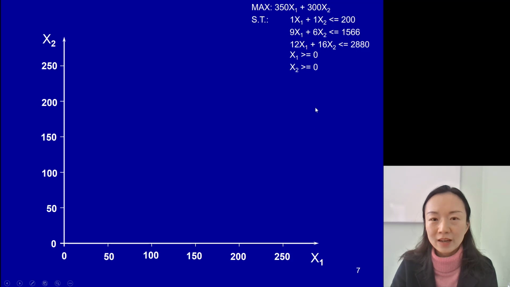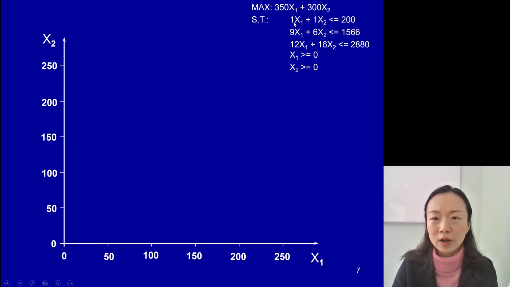So we're going to look first at the feasible region of this problem. I have the model here for our reference. Let's look at the first constraint: x1 plus x2 less than or equal to 200. We draw a coordinate system with our two decision variables, x1 and x2, one on each axis. It doesn't matter which one you put on the vertical or the horizontal. Here we put x1 on the horizontal one and x2 on the vertical one.